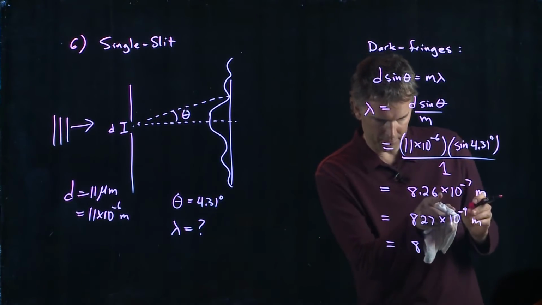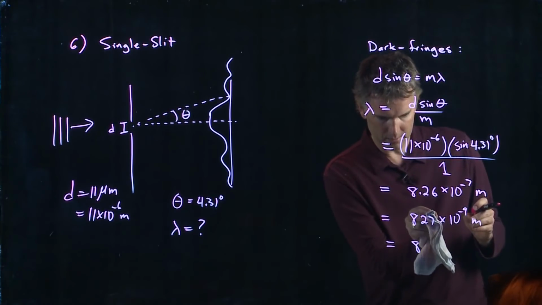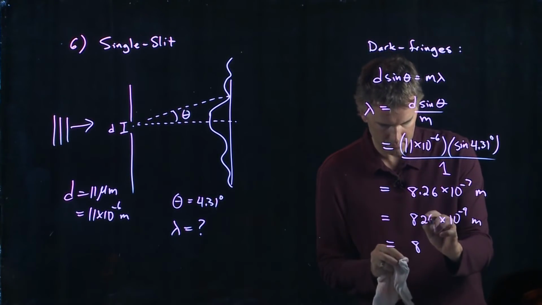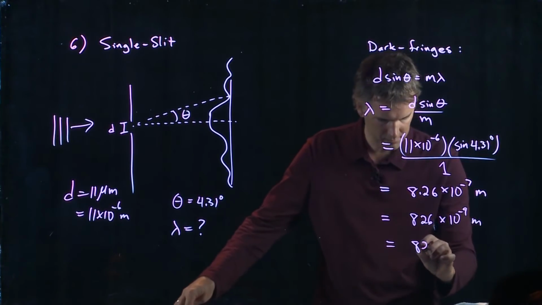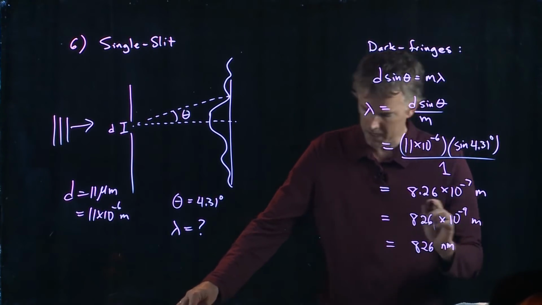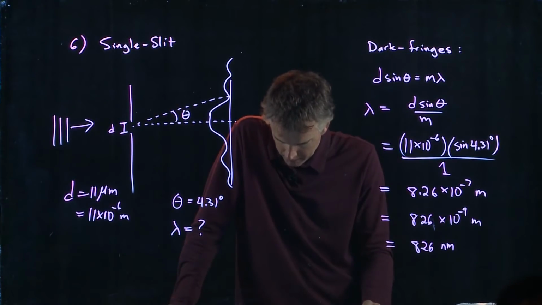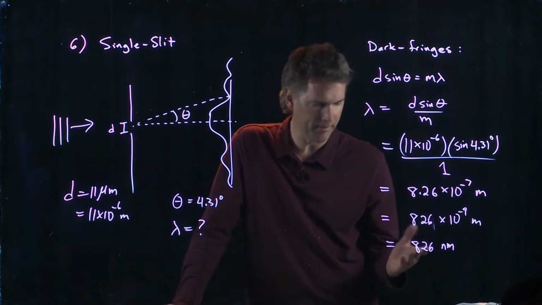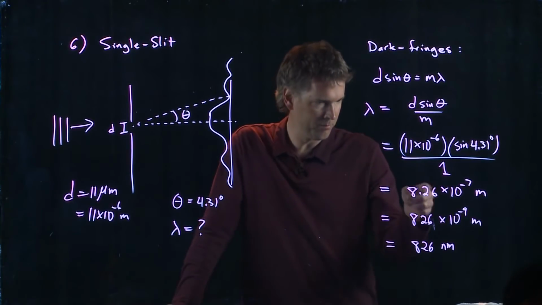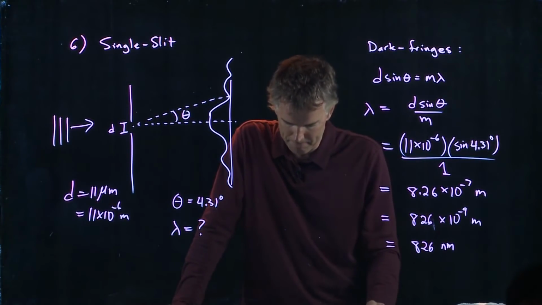So was there something after the 6? So this is 826 nanometers. And if you look at the answers, the closest one is answer A, 827 nanometers. Okay, so there's probably something else after that, but that's all right.